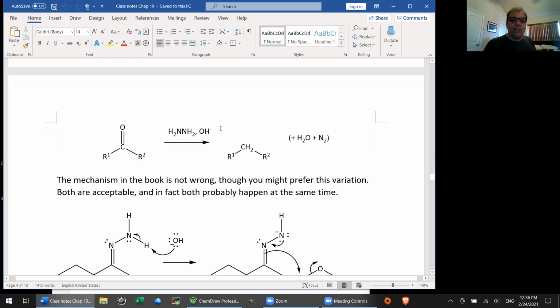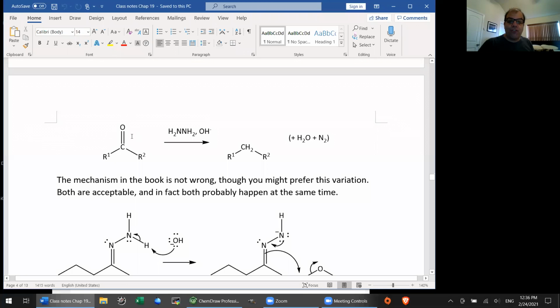This is usually done under basic conditions. You can make the hydrazone under either acidic or basic conditions. Acidic conditions would look exactly like the mechanism that we covered earlier for forming an imine. But when you then make the solution alkaline, generally this is done by adding a bunch of either sodium or potassium hydroxide and then cranking the heat up pretty high. And what happens is you reduce the carbonyl group all the way down to CH2, and the other byproducts are water.